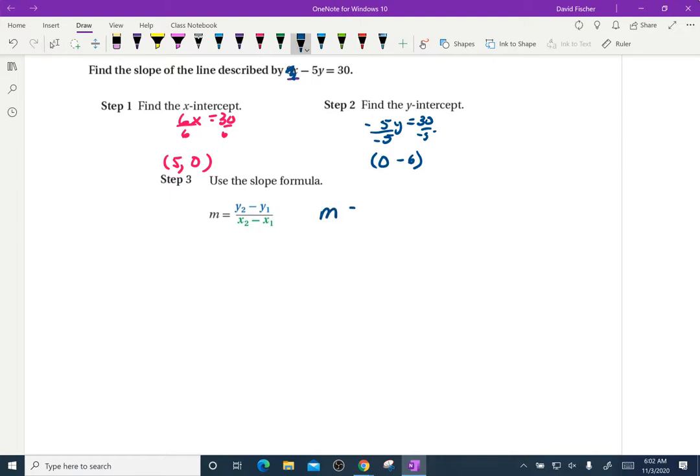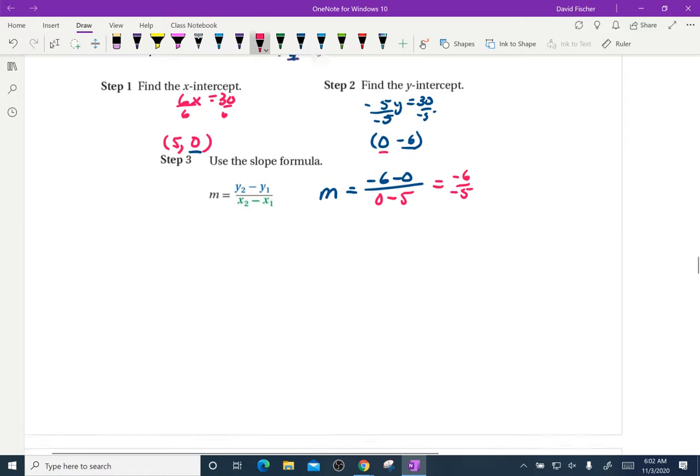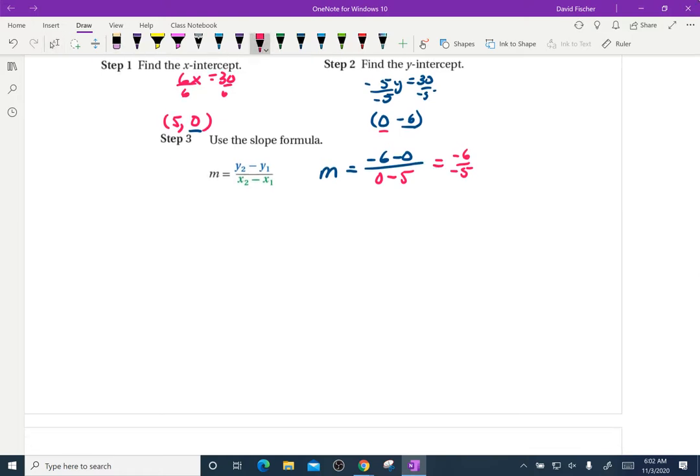So I'm going to say m equals minus 6 minus 0, y sub 2 minus y sub 1. And then I'm going to go to my x sub 2, 0 minus 5. Minus 6 minus 0 is still a minus 6. 0 minus 5 is a minus 5. A negative divided by negative is a positive. 6/5 is reduced. So my slope is 6/5.